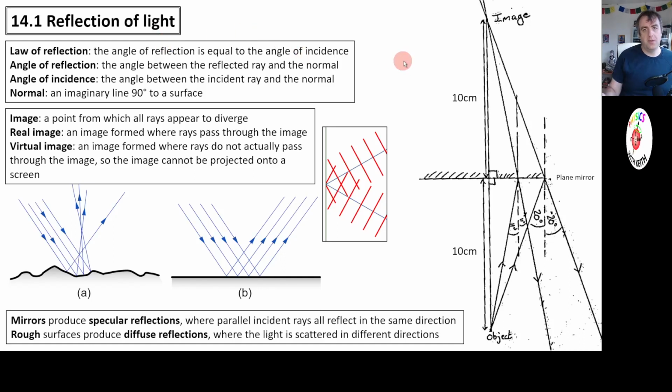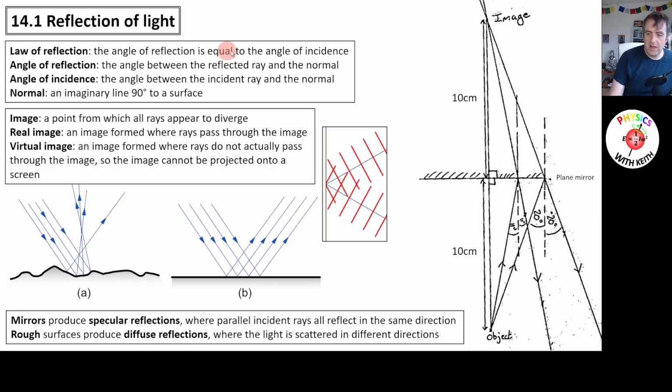So we are looking at optics, light and optics, how light interacts with surfaces, whether they're flat surfaces, what we call plane surfaces, or curved surfaces. And we've already met some of these ideas already. We're going to start by looking at light reflection.